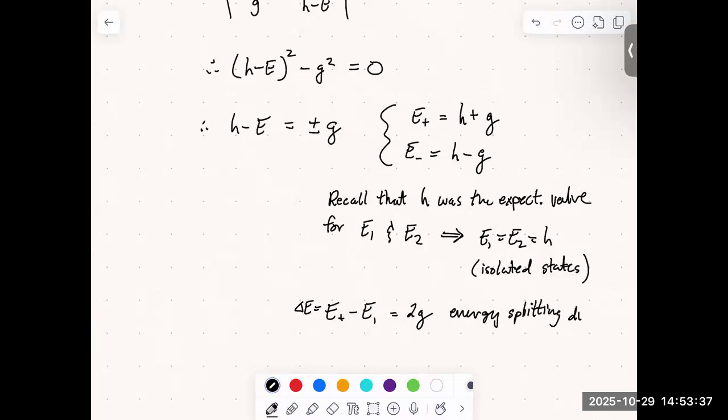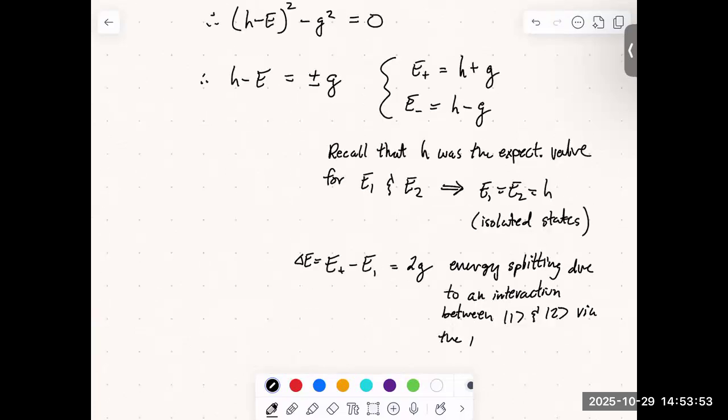due to an interaction between the states 1 and 2 via the potential, if you like, off-diagonal matrix elements. Okay, so let's just keep that in mind.